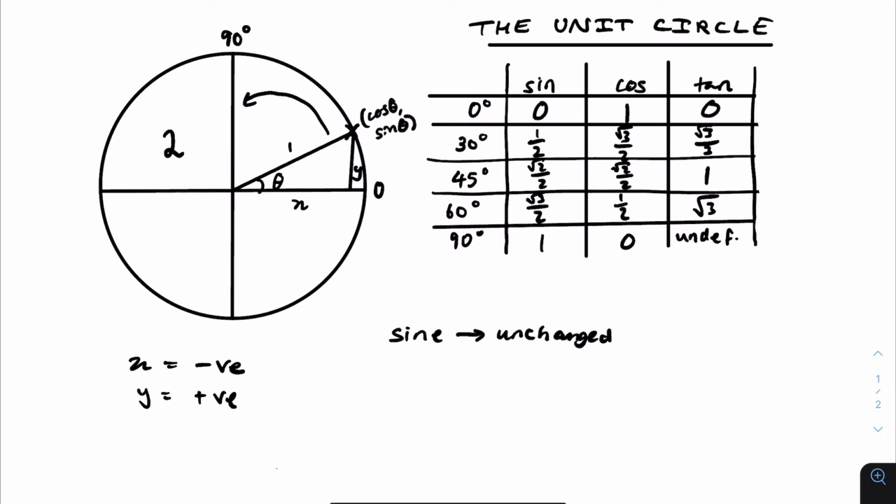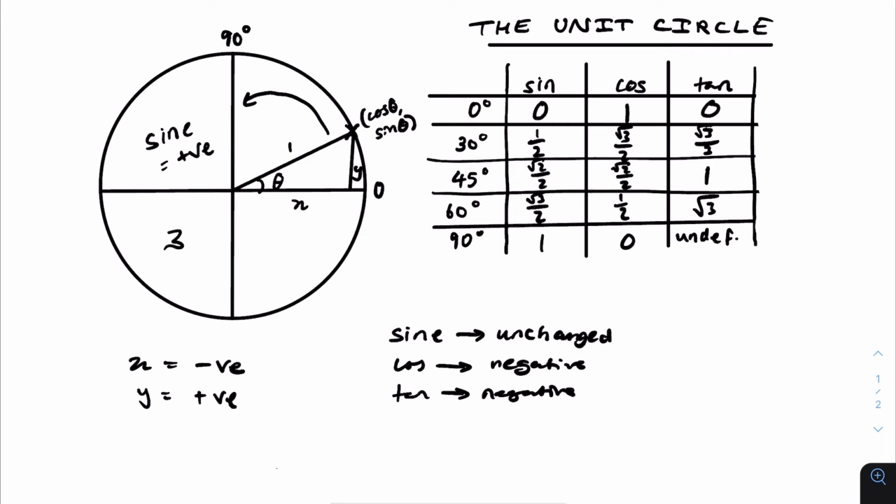Cosine is adjacent over hypotenuse, or the x value, and the x value is negative, so cosine is negative. Tangent is sine over cosine, and since sine over cos is a positive value divided by a negative value, tangent will also be negative. So in quadrant 2, sine is the only one that is positive. Let me write that down. Sine equals positive. Now let's consider the next quadrant.